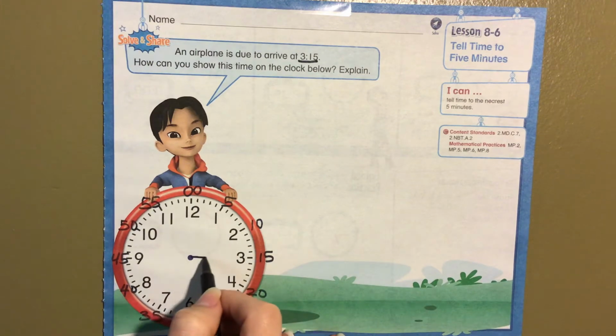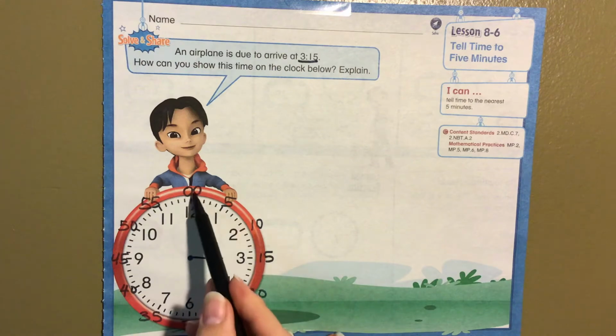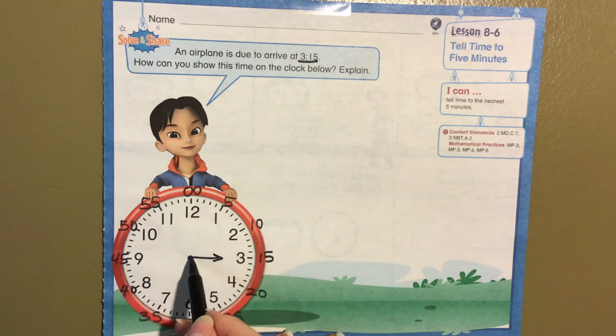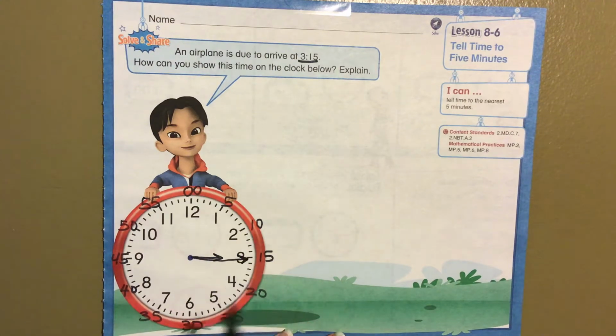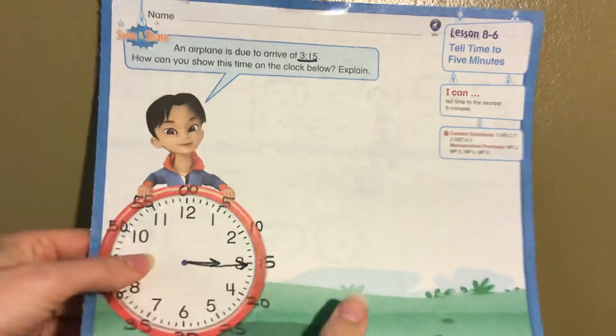Okay? So the plane is due to arrive at 3:15. So the short hand is going to point to the hour, which is 3. And then the long hand is going to point to the 15. 5, 10, 15 is exactly the same. So we're going to draw straight through it and right over because the minute hand is always longer. Okay, let's go ahead and take a look at our next page here.